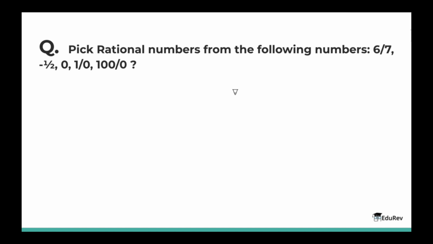Pick up the rational number from the following numbers, that is 6 by 7, minus 1 by 2, 0, 1 by 0 and 100 by 0. Now since the rational numbers are of the form a by b, where b shouldn't be equal to 0, only 6 by 7, minus half and 0 are going to be rational numbers because 0 can be written in what form? It can be written as 0 by 1.